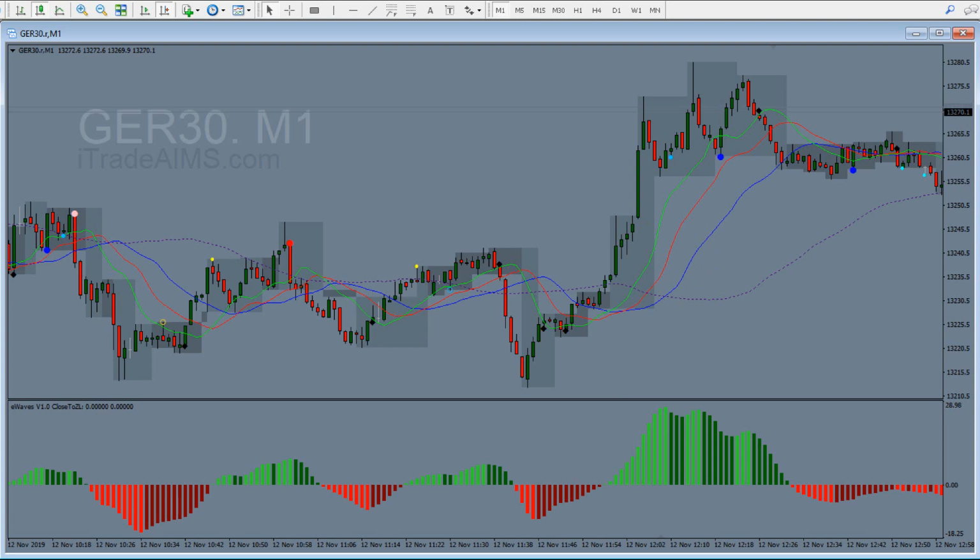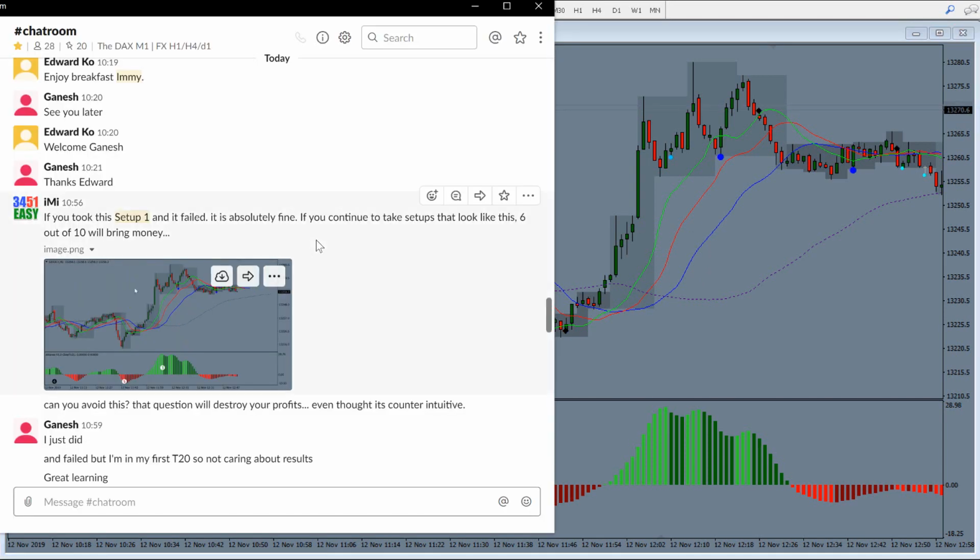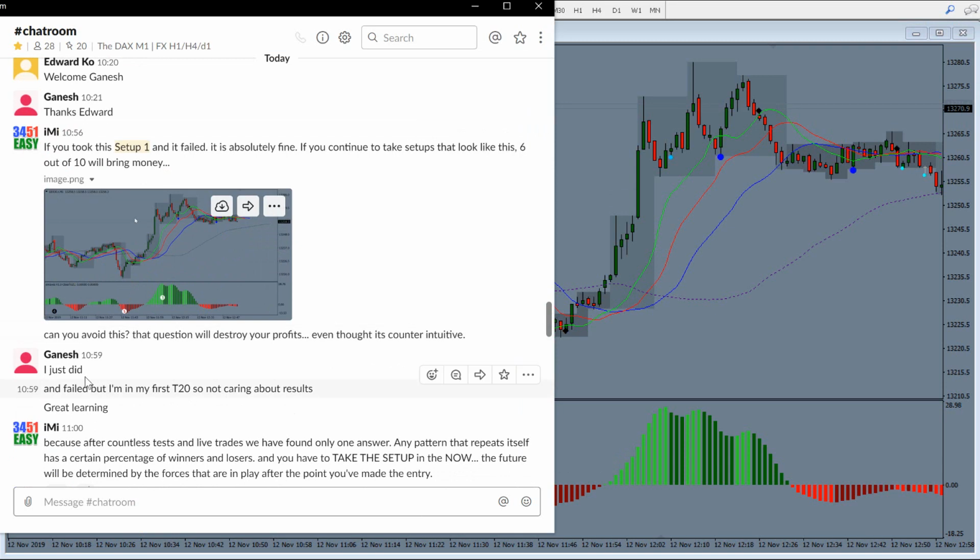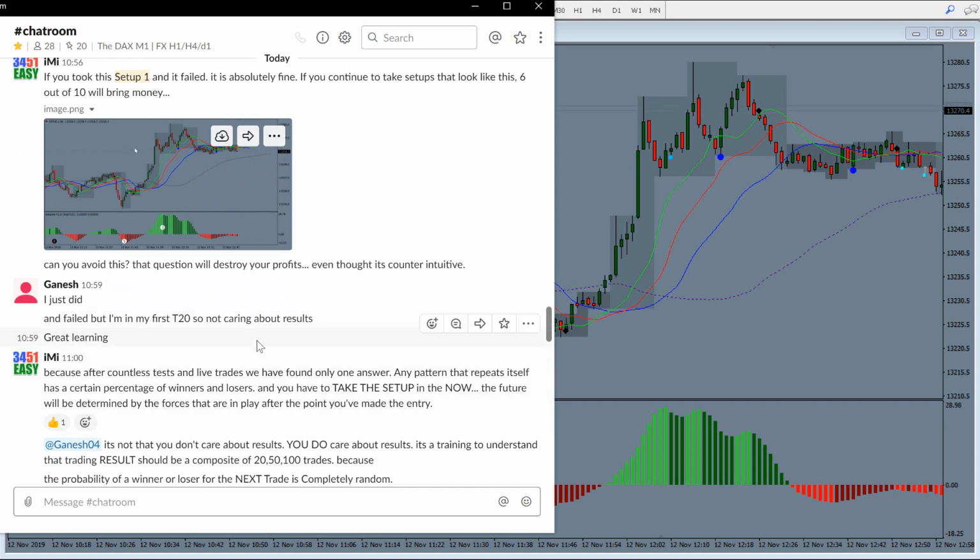So, as I was saying that, let me bring that chat up again. Ganesh said, I just did and failed, but I'm in my first T20 and not caring about results. Great learning. Now I know he's right, but at the same time he's wrong as well. We do care about results.